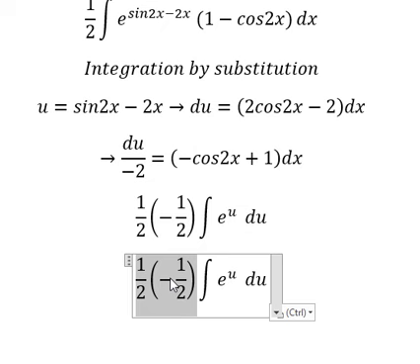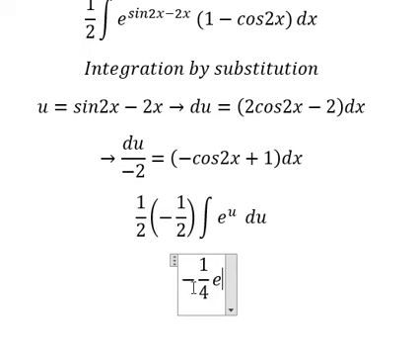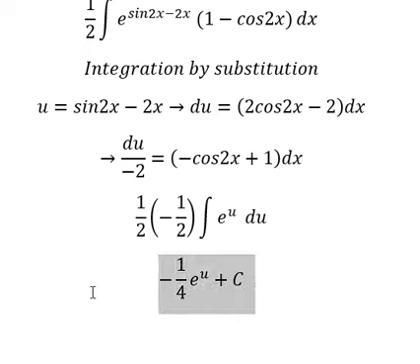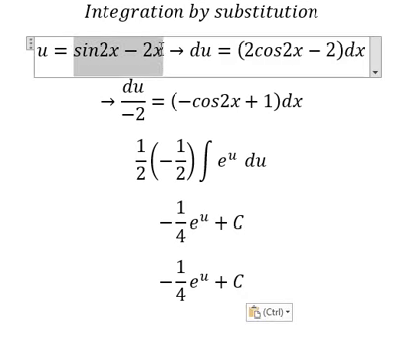This is negative 1 over number 4. The integration of this one is e to the power of u, and I will put plus c. About u, that is this one.